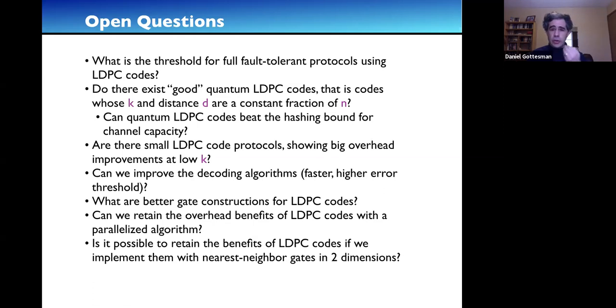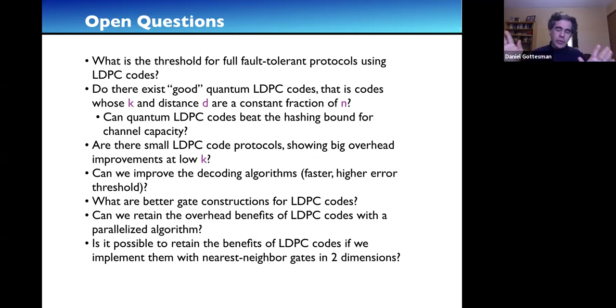Next open question. Are there good quantum LDPC codes? That is, are there codes where the relative rate k over n and the distance d over n are both constants as n gets large? A year ago, a lot of people might have guessed that there weren't, because we were so unsuccessful at finding high distance codes. But there's been a lot of progress in the past year, and maybe soon we'll be able to say yes, such codes do exist. And here's the thing, there's a bound for channel capacity.